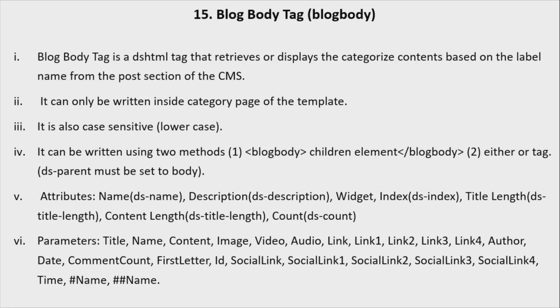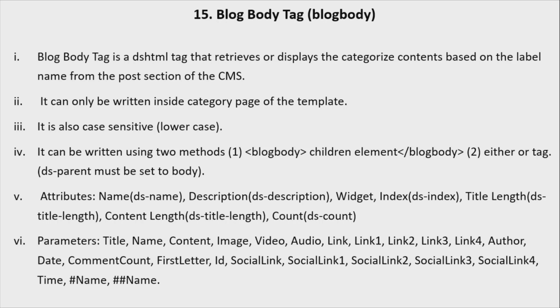Now let's see number one. Number one, we call blog body. What do I mean by blog body? Blog body is a DSHML tag that retrieves or displays the categorized content based on the label name from the post section of the CMS. That means this tag retrieves the posts based on the label name from the CMS. So it will display the posts with the specified label.